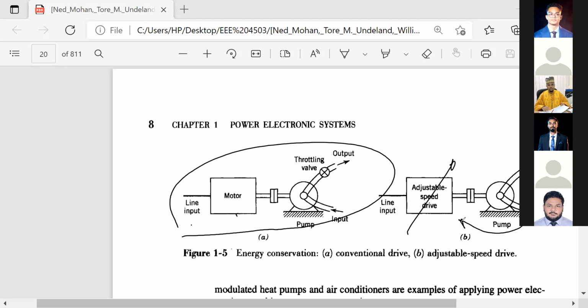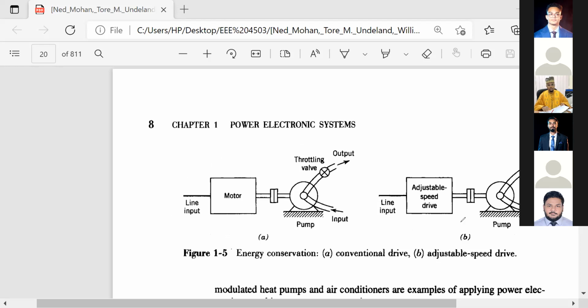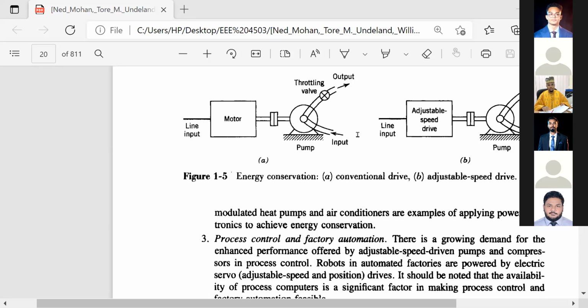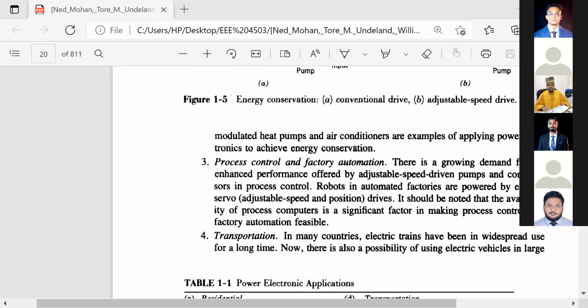Also nowadays, if you go to any factory, you will see that all the process control is done by a single main computer, and the operator is just sitting in front of the monitor and controlling all these things. Also in transportation, electric vehicles and electric trains are already in the system. In Bangladesh, they will be using them after 2 or 3 years. You will see the Metro Rail using this.